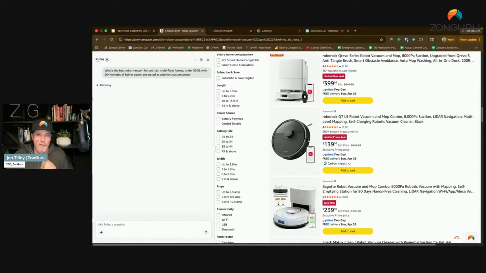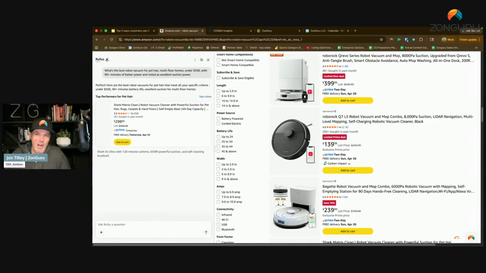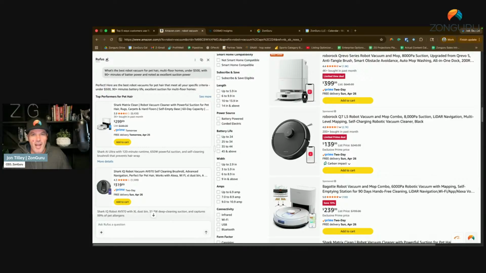Hopefully this is interesting, and hopefully it creates some users of Rufus if you haven't used it. If you have a brand, you should be reverse engineering your product on Rufus and how you get answers on that. So put your category in up front, whatever it is, and start to see what it's recommending. Is there a difference between the organic recommendations and Rufus?